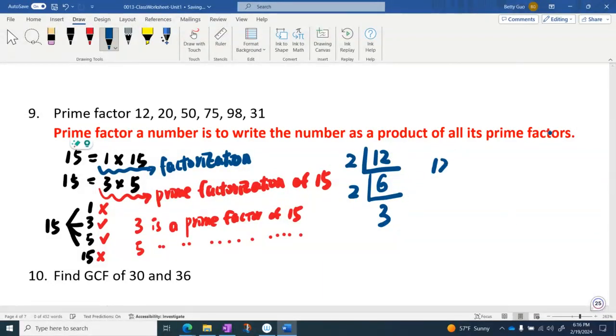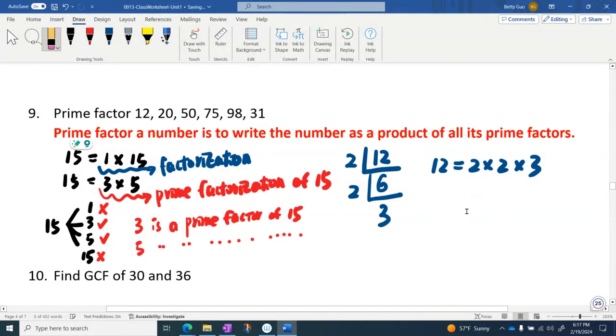We can write 12 as 2 times 2 times 3, you know? 12 is 2 times 2 times 3. And 2 and 2 and 3, those 3 factors are all the prime factors of 12. And we wrote 12 as the product of all its prime factors. And we found the prime factorization of 12. So the process is complete. Any questions about that?